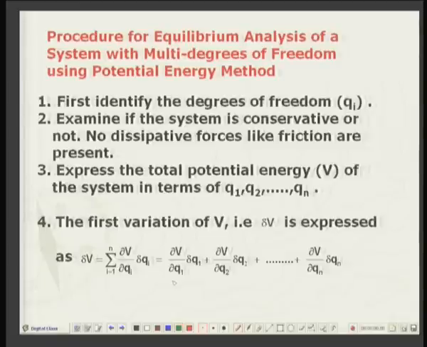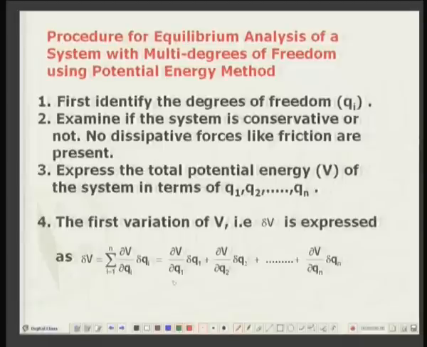Now let's recapitulate and lay down the procedure for examining the equilibrium of a system with many degrees of freedom using the potential energy method. I will go over the step by step procedure. First, you examine the system and identify the degrees of freedom. That is, each generalized coordinate should be something we can vary independently, without affecting the other coordinates. So first identify the degrees of freedom. Let us say there are n degrees of freedom, q1, q2 up to qn.